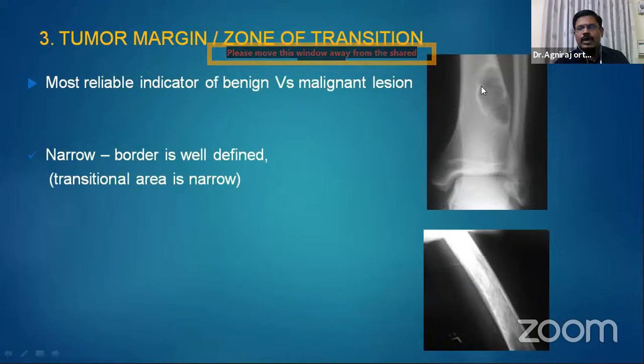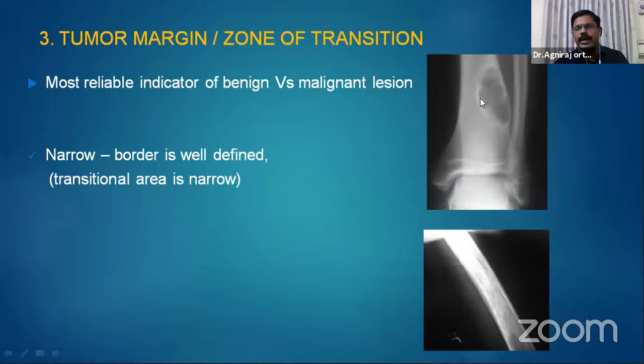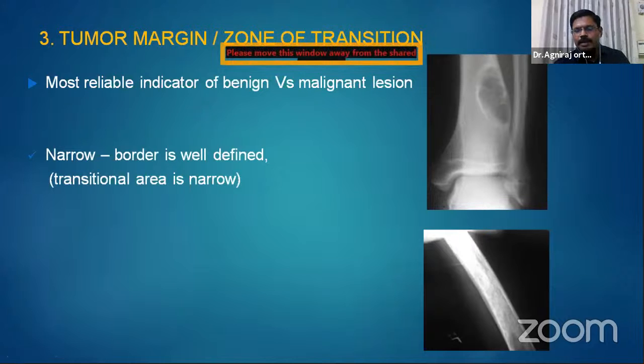So this is eccentrically located lytic lesion. So how to read this? Eccentrically located osteolytic lesion in the metaphysis of the distal tibia of a skeletally immature patient. Physis is visible, skeletally immature patient. Okay, with the rim of sclerosis around it. Rim of sclerosis, the diagnosis is non-ossifying fibroma.